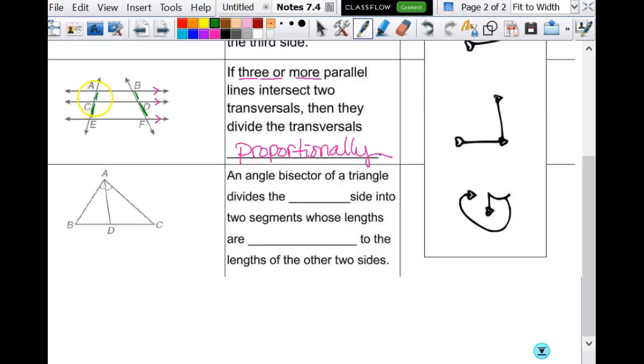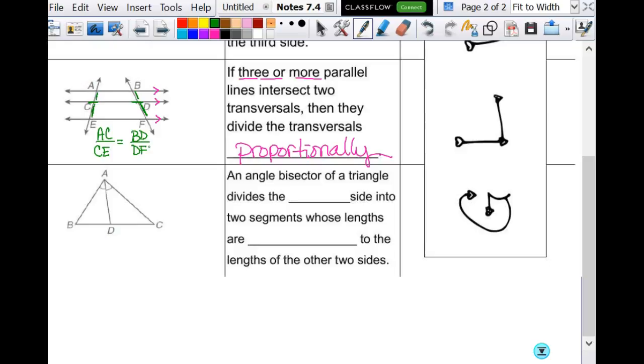So AC is the same amount of AE as BD is of BF. And again, your fractions are pretty much set up for you. Like this is your fraction bar. So the length of AC over the length of CE equals the length of BD over the length of DF. So these are very simple relationships. You just have to be careful that you're not assuming anything, of course.